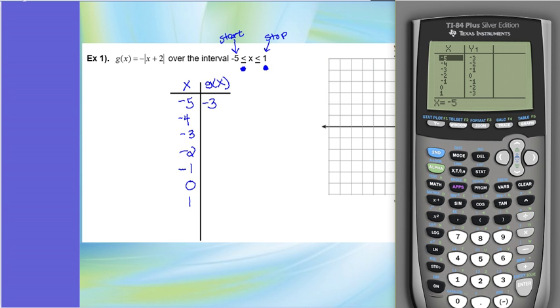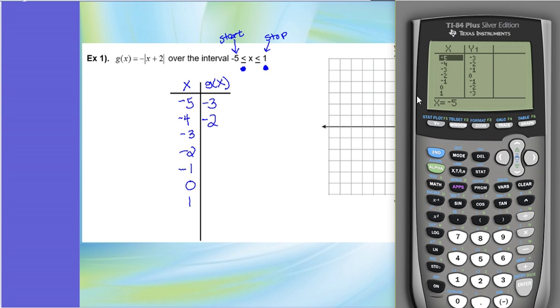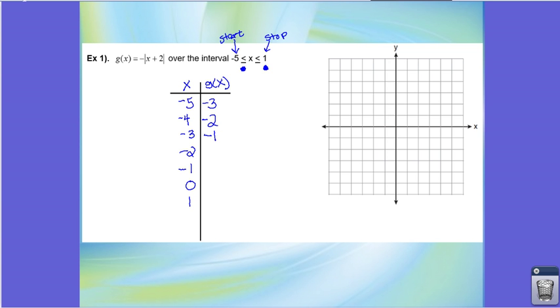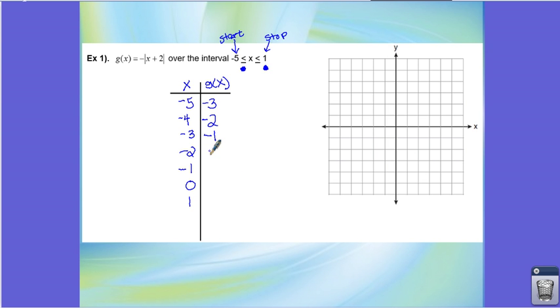When the input is negative 4, the output is negative 2. When the input is negative 3, the output is negative 1. When the input is negative 2, the output is 0. And then we notice that this pattern continues afterwards. So if 0 is here, negative 1, negative 2, and negative 3. This tells us when there's a pattern that the vertex must be the point or the turning point in the center. So our vertex for this absolute value graph is actually negative 2, 0.